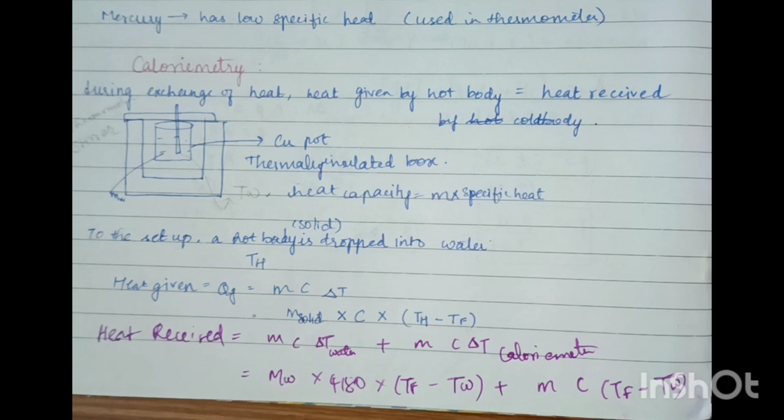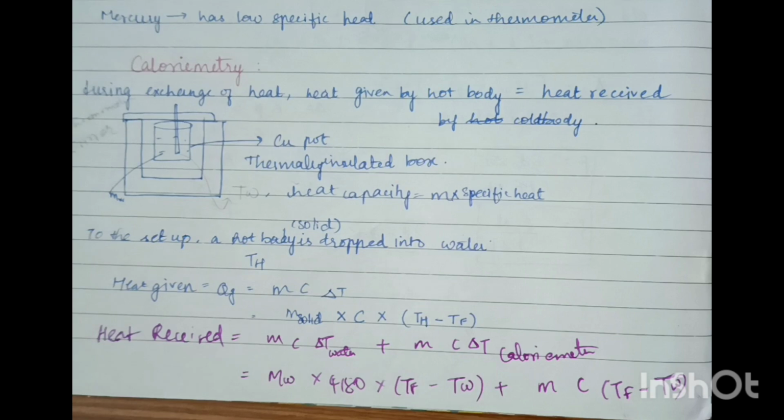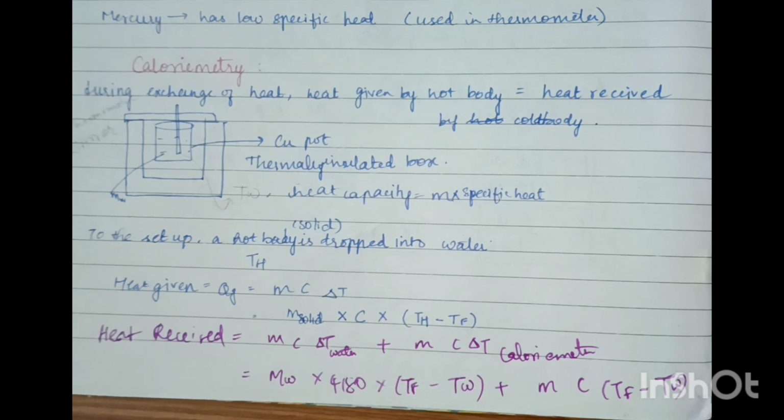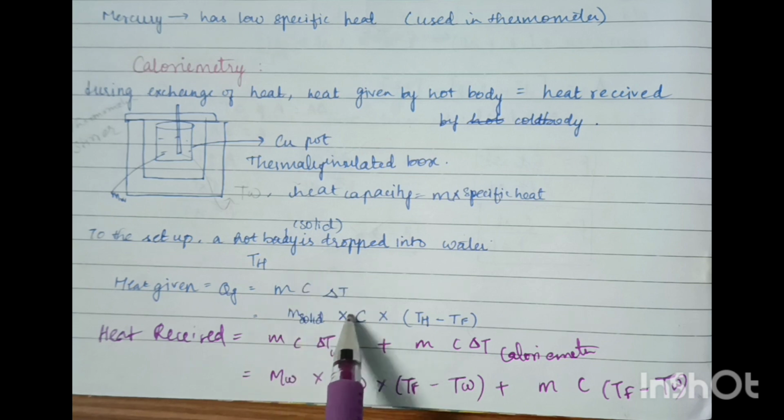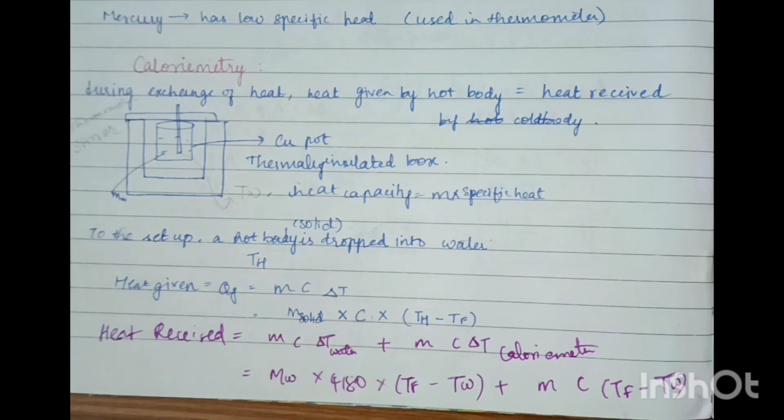Now what is the heat given by the hot body? The general equation is m c delta T. Here we have to be very careful with the masses and the specific heat capacities. Here we have to take the mass of that hot body, that is the mass of that solid, and the specific heat of that solid, into delta T. So delta T here is TH minus TF.